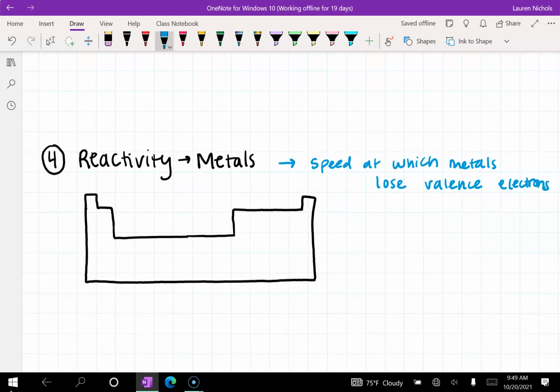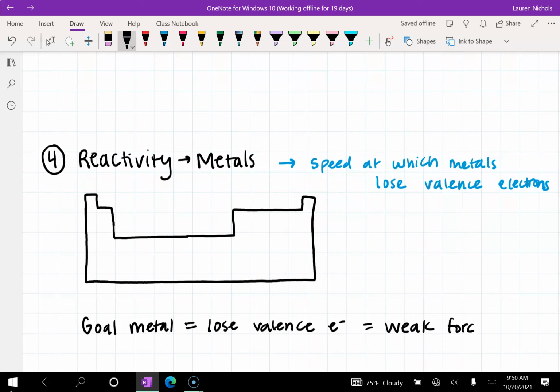Okay, because that's their goal in order to react. Remember, the very first video in this review series talked about valence electrons and how metals are going to lose valence electrons to form cations. So if the goal of a metal is to lose valence electrons, this means that they need to have weak forces.